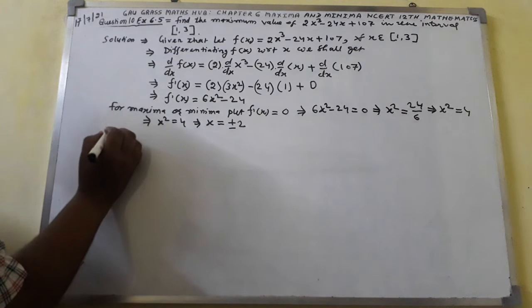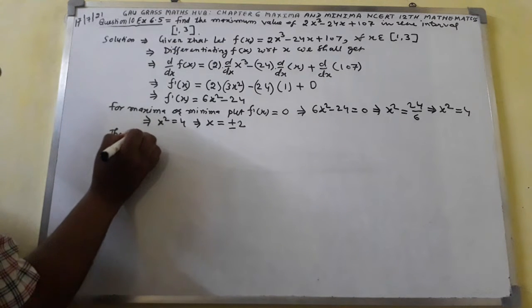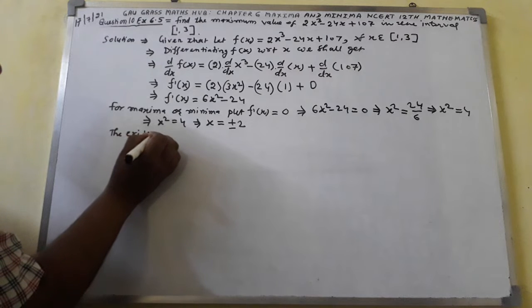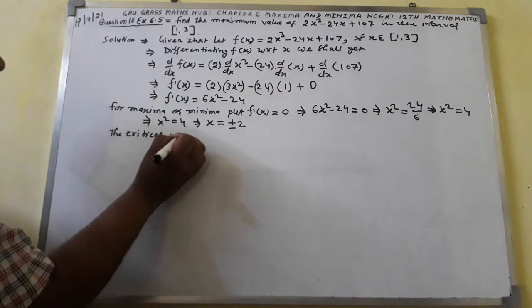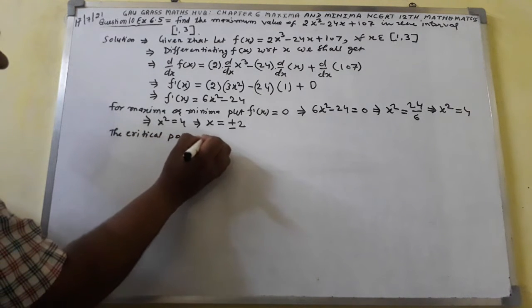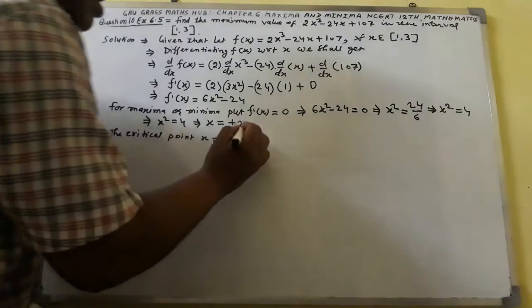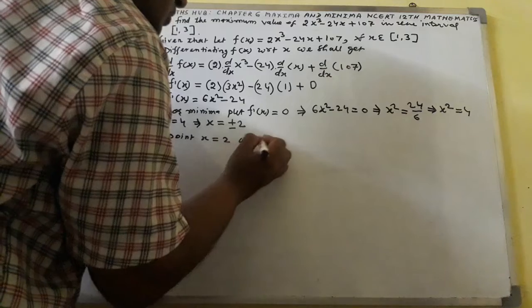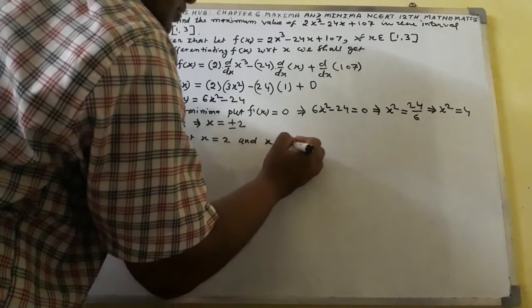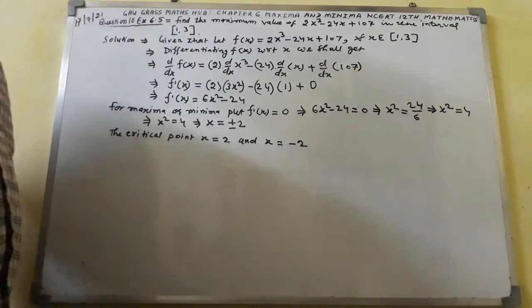Here I shall write the critical points: x equal to 2 and x equal to minus 2.